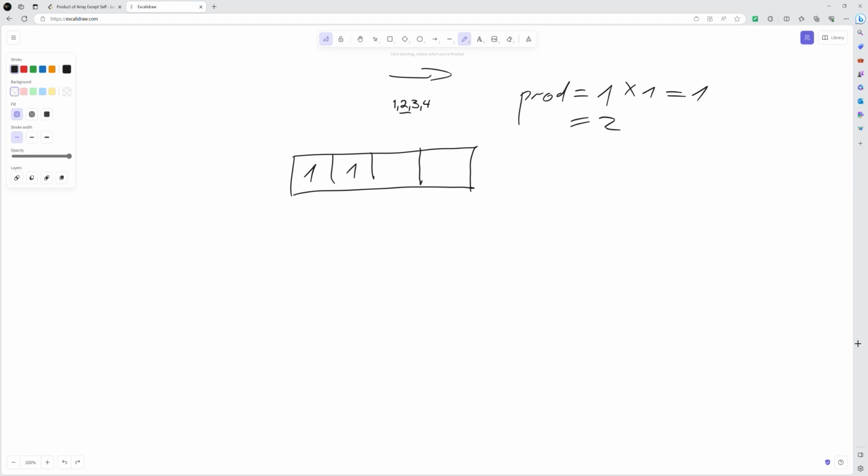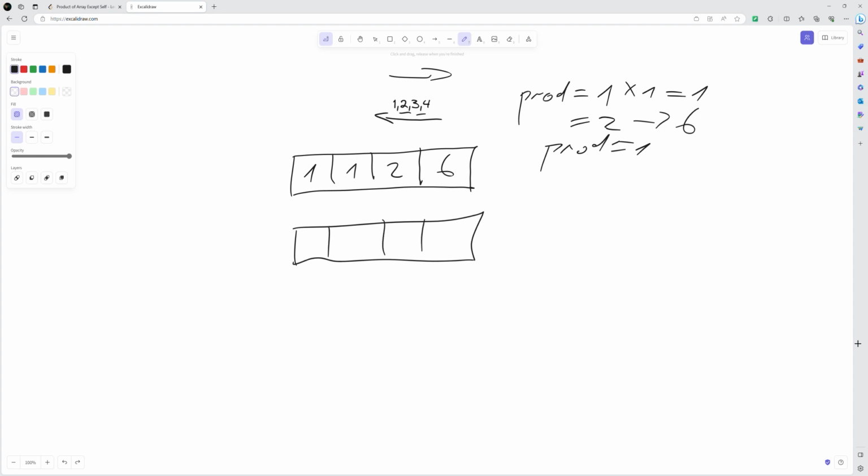And then for the next element, the prefix product will be 2. And then we will multiply again by the current number, which is 3, and our product will become 6. So for the last element, we have the prefix product equal to 6. Now we go the other way around and we reset our product to 1, and we calculate the suffix product. So we will start with 1.